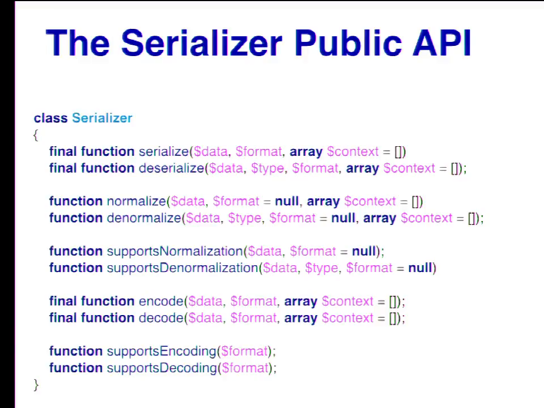So basically what you will be working with is an instance of the serializer. And as I mentioned, most of the time you'll just use the serialize and deserialize methods. The serialize method basically gets some data, which can be whatever, the format that you want to serialize into, and then a context. And we'll see later how that context can be very useful to customize what should happen when an encode happens. And then deserialize is very similar. You have a data type. This is useful to specify what object you want to deserialize into, because you don't necessarily embed that into your serialized result. The format again, and then the context again.